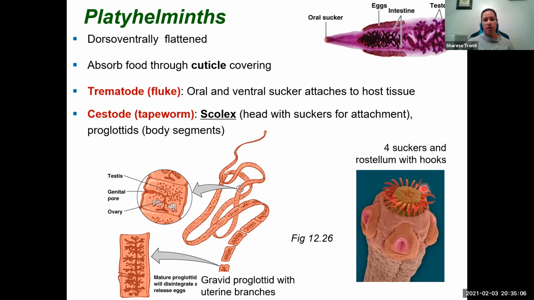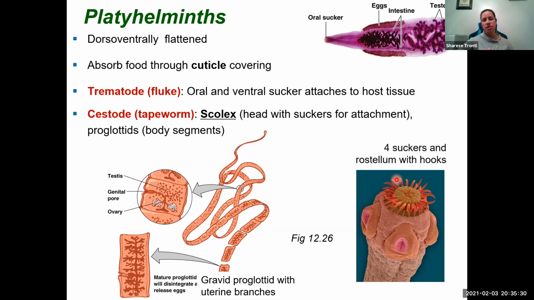And this is the oral sucker here. It's going to latch onto the intestinal wall of the host to prevent that platyhelminth from just being excreted with the feces. So it wants to stay in the gut, and it does that by attaching to the intestinal wall.